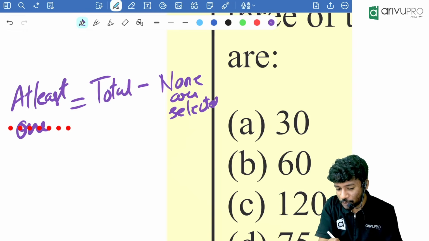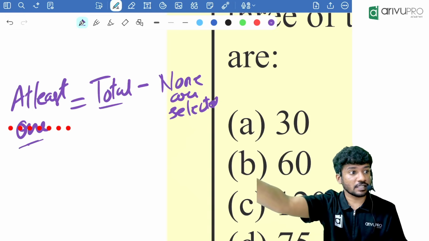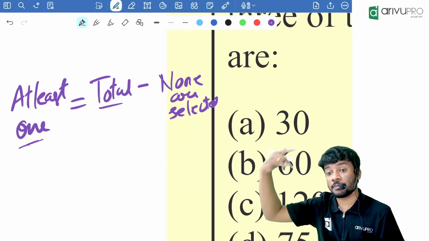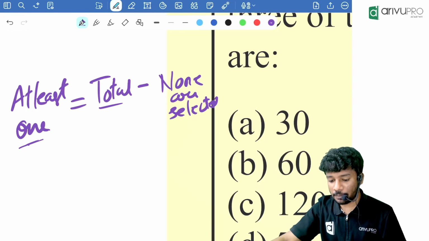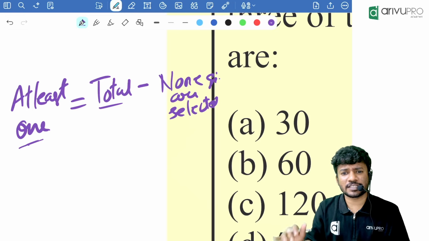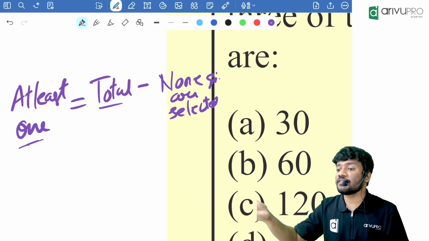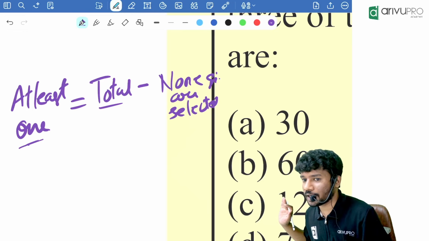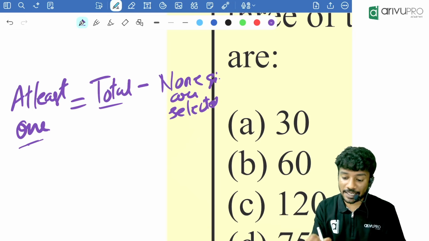So at least one person is there means can I write it as total selection? For example, I want to choose 4 people from a total of 12 people. That is 12C4, minus none of the girls are selected. That means boys should be selected. For example, in that question 5 boys are there, so from 5 I am choosing the number of required people. 5C4 will be done. So total minus none. Make a note of it.